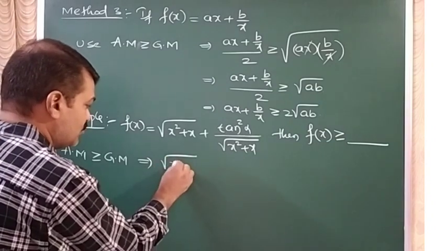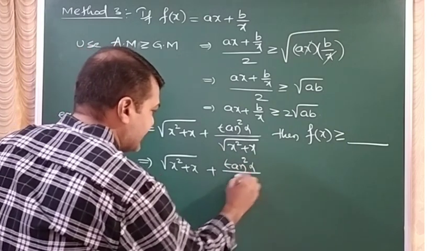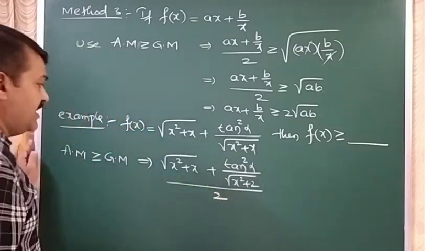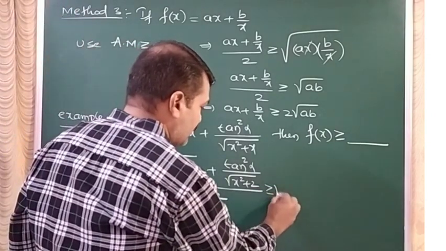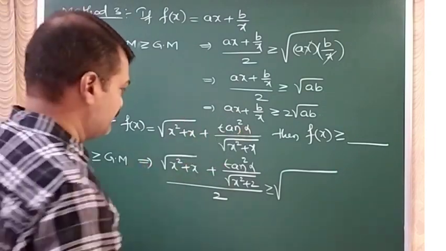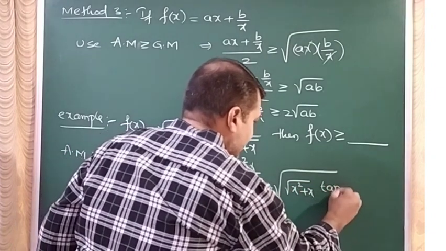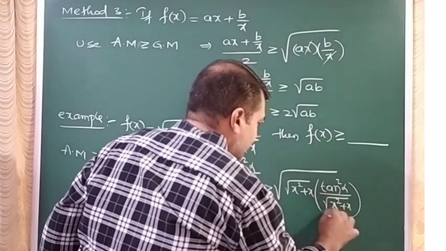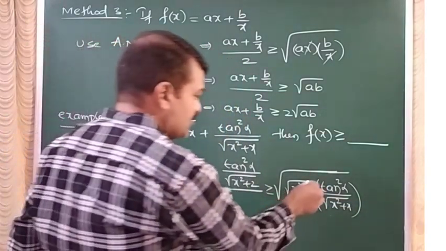AM for two terms means sum of the terms by number of terms. So AM is root over x square plus x, first term, plus second term, by 2. Only two terms are there, greater than or equal to. What is GM? GM is always root over product of first term and second term. This is GM, for two terms I am talking about. So these two cancel.